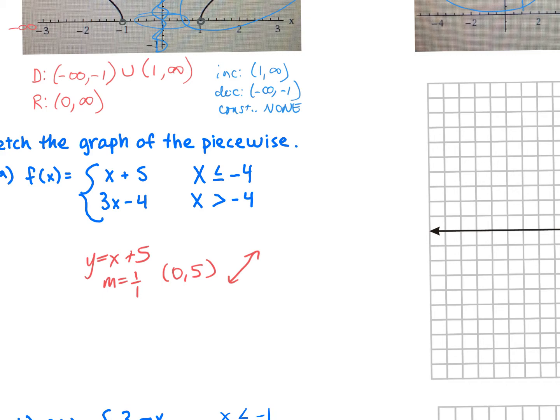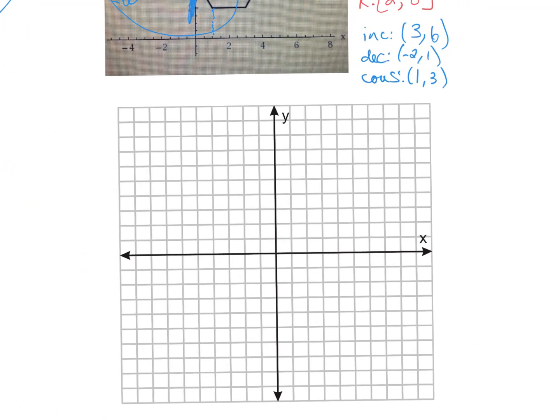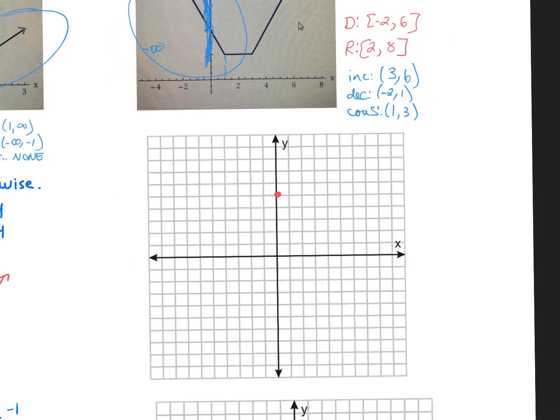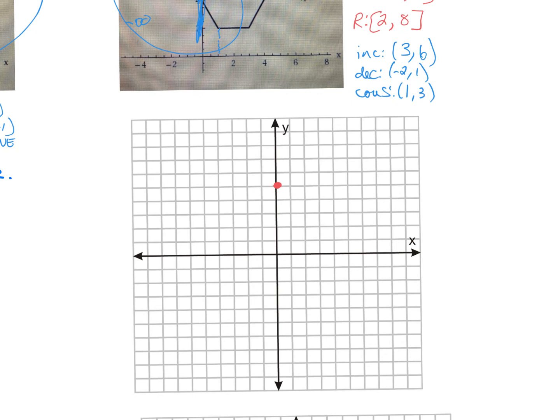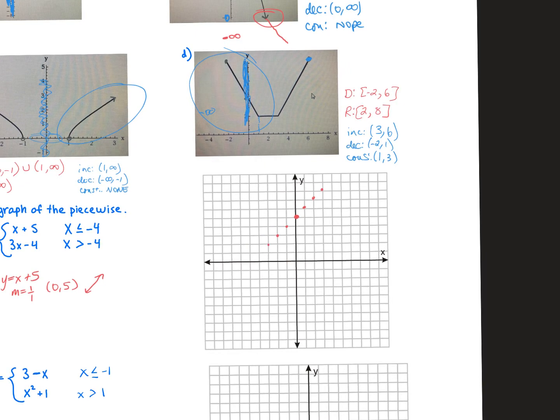So I'm going to go up here to positive 5. 1, 2, 3, 4, 5. And I'm going to draw my line. Up 1 over 1, down 1 over 1, right? And this says everything that is less than or equal to -4 on the x-axis. Do you guys see my line? Did I draw it correctly? Yes. Okay, perfect.